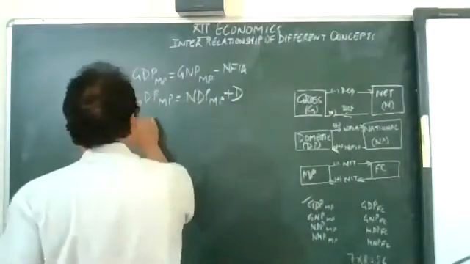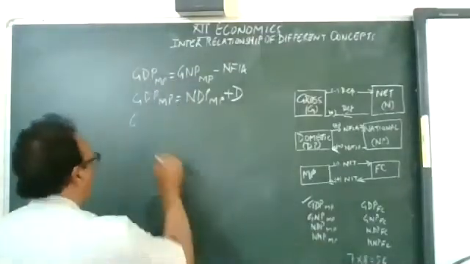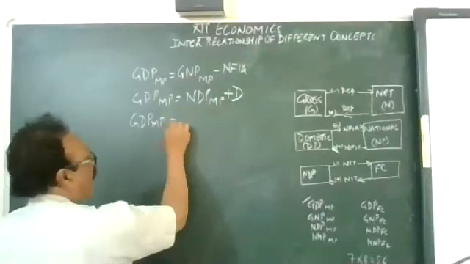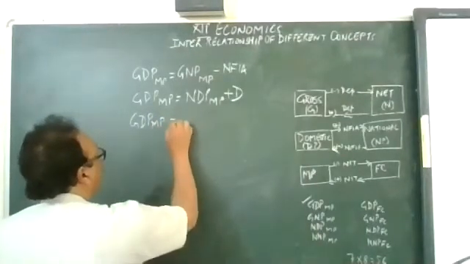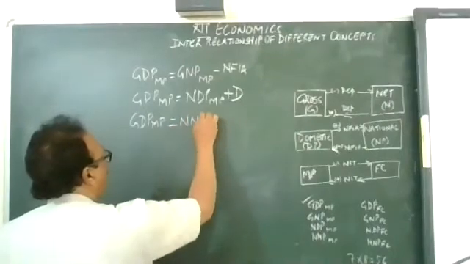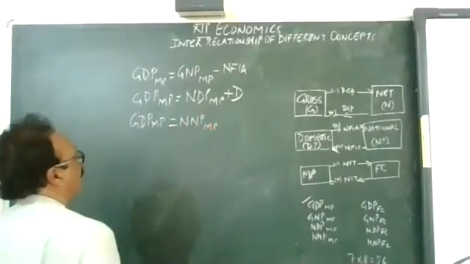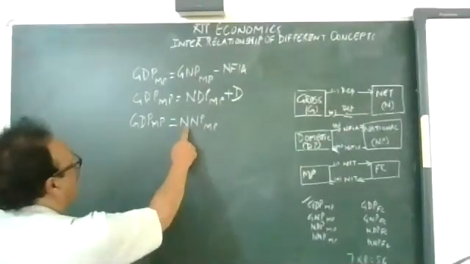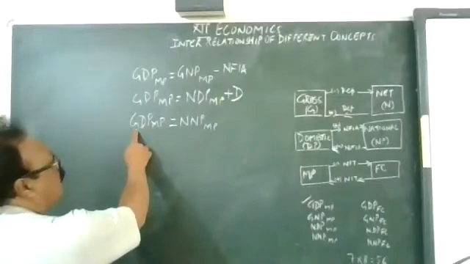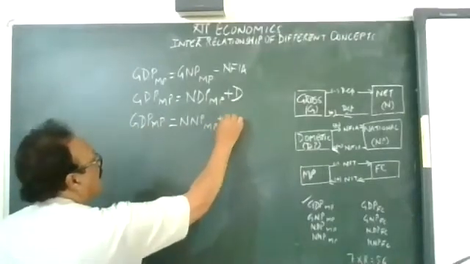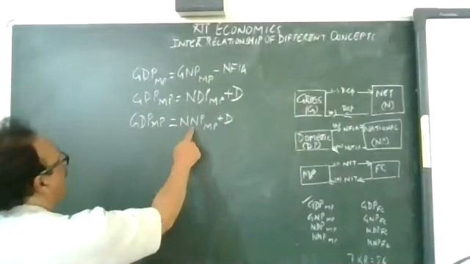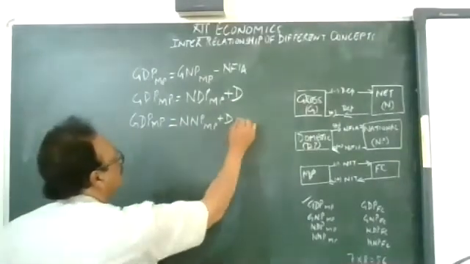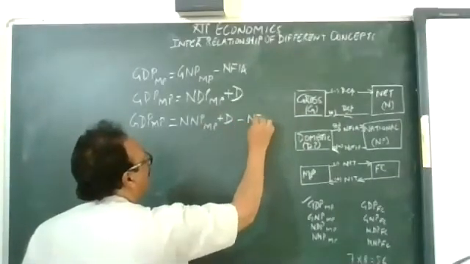GDP from NDP is taken out. Now GDP at market price from NNP at market price. How do we get the formula? Similarly, net to gross: plus depreciation. National to domestic: minus NFIA.